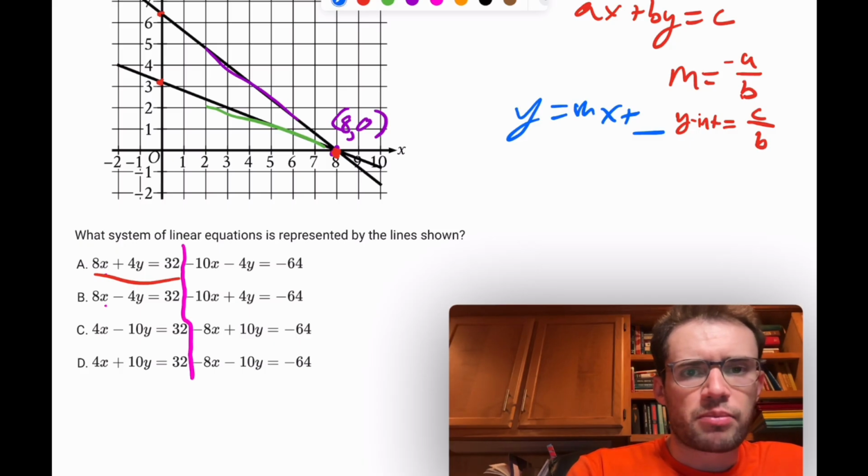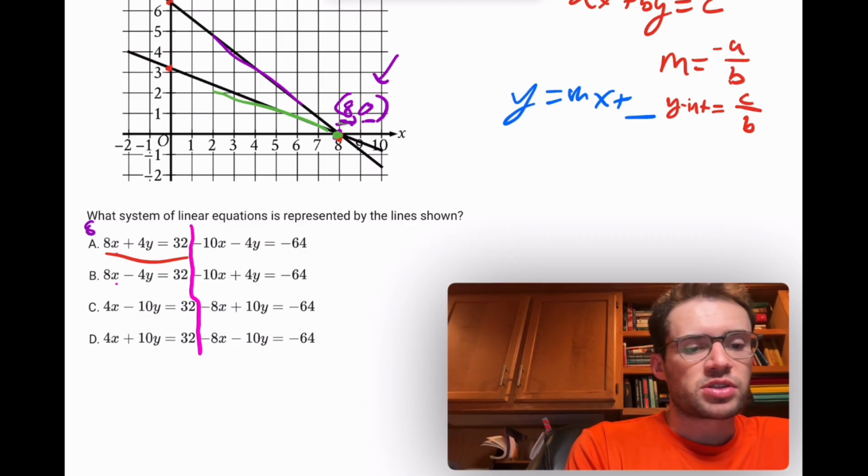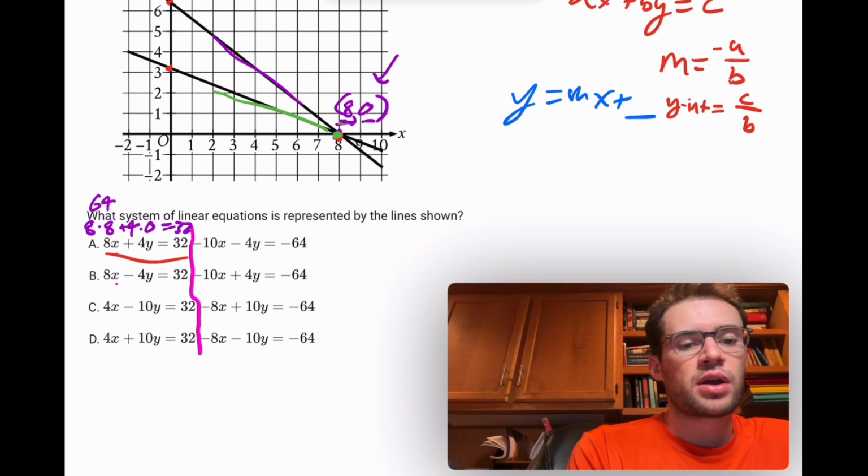Looking at this first equation, again, both of them should have this point, 8, 0. We can just plug these points both in. So when x is 8, y should be 0. So let's try it for this equation. 8 times 8 plus 4 times 0 should be equal to 32. 8 times 8 is 64. 4 times 0 is 0. 64 plus 0 is 64. Is 64 equal to 32? It is not. So that means A is not the answer.